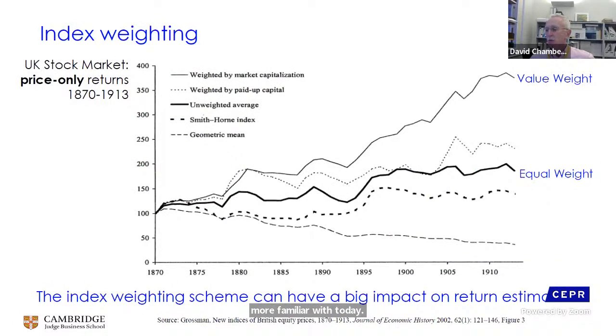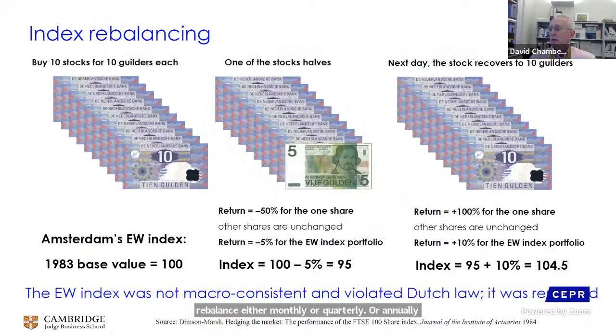Another choice that we have to make is the weighting scheme that we impose, in the case of equity indices in particular. This chart is taken from the original Journal of Economic History piece published by Richard Grossman, estimating British equity market returns from 1870 to 1913. This work has subsequently been updated by Richard and John and Gareth Campbell, of course. It just shows you the difference it makes between choosing to value weight, i.e. weighting by market capitalization, or simply choosing to equally weight the stocks in the index, and therefore having to make some choice about when you rebalance, either monthly, quarterly or annually. I'm going to skip that because Elroy tells that story much better than me, and we've got plenty of slides here.